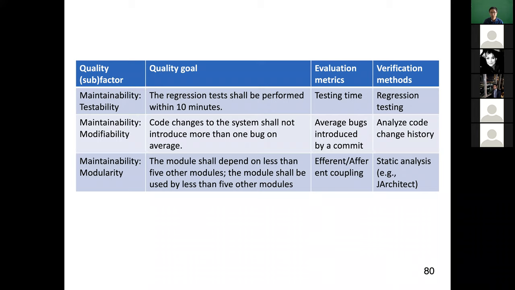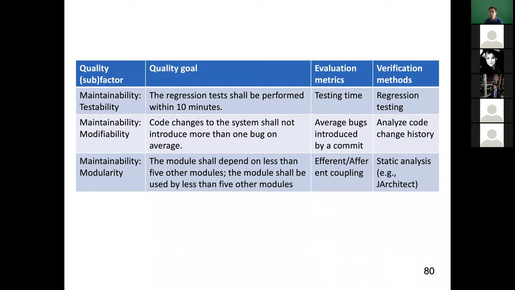For testability, we have a quality goal, which is the regression test shall be performed within 10 minutes. We want to finish the regression test within 10 minutes. So what is a regression test? Basically, every time you make a new update to your system, you want to run existing test cases to verify that your new change wouldn't break the existing system, right? So that's a regression test.